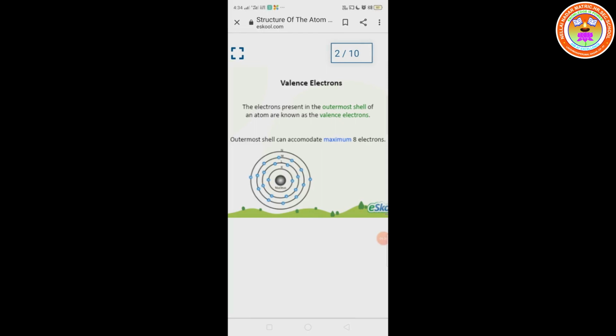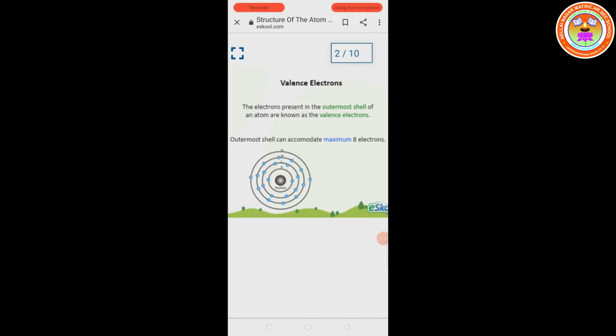So valency is the combining capacity of an atom. Each and every element has a valence shell. The valence shell is nothing but the outermost shell. That shell having some electrons, those electrons are called valency electrons.